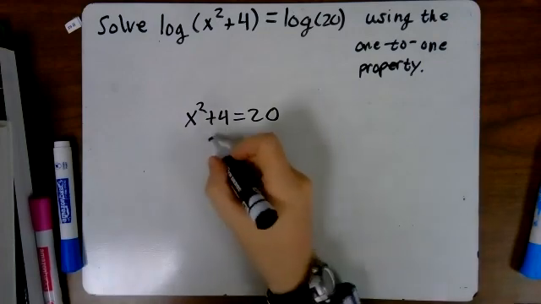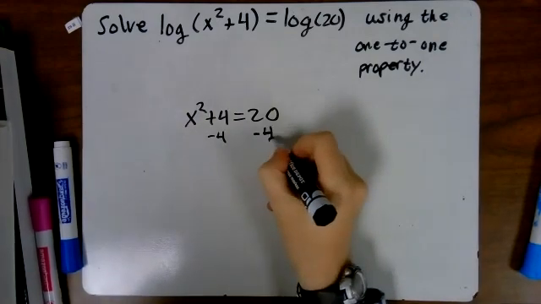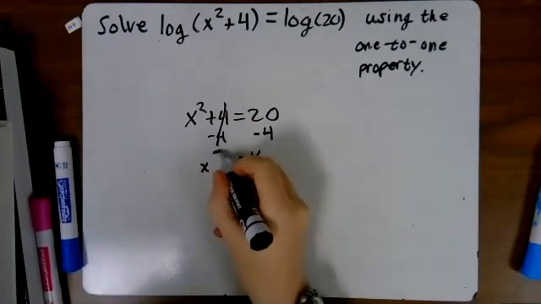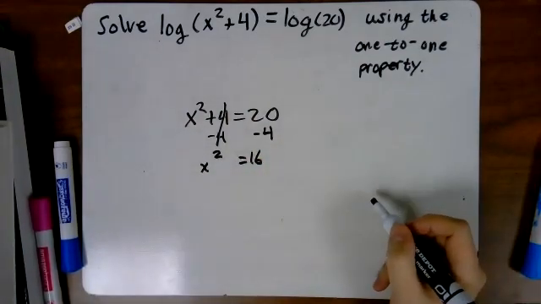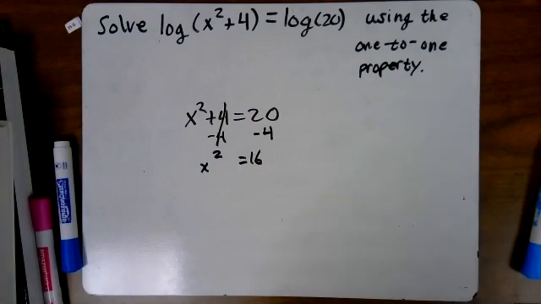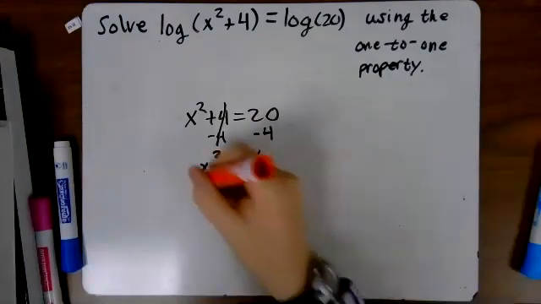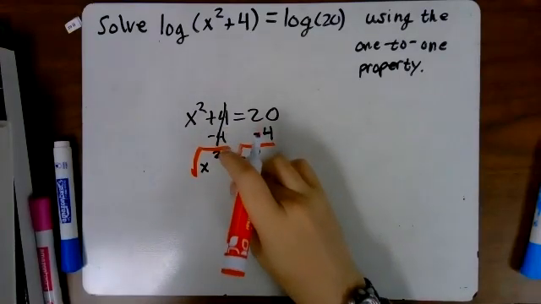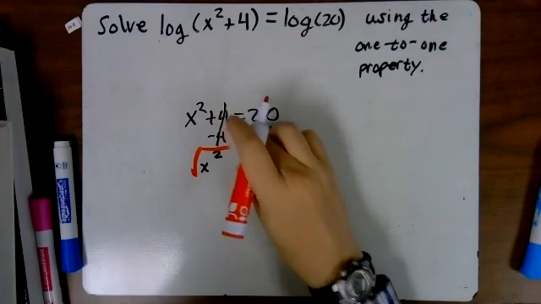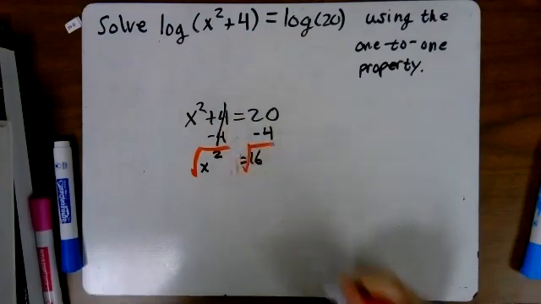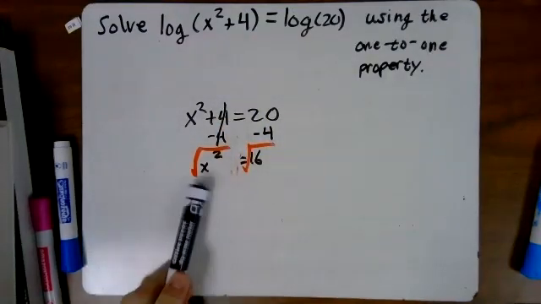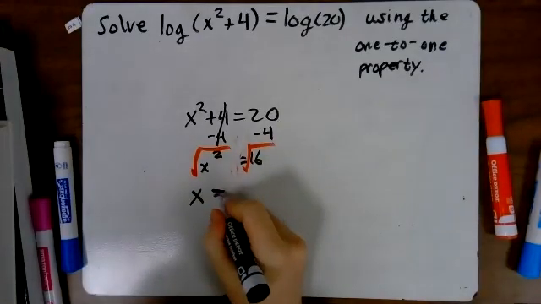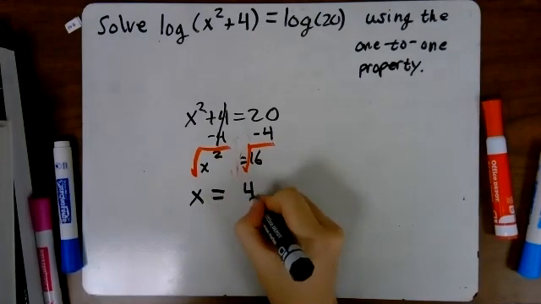Subtract 4 from both sides. 20 minus 4, that is 16. X squared equals 16. All right. Find the square root of both sides. Zippity, zippity. Oops. Radical, a little bit too radical there. Zippity, zippity. The square root of x squared is x. And what's the square root of 16? It's 4.